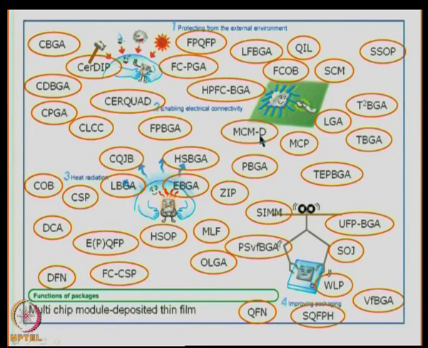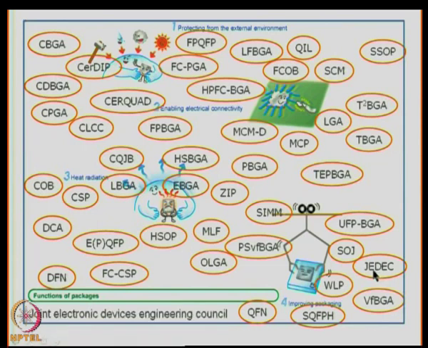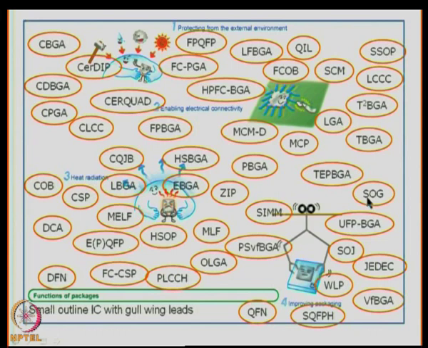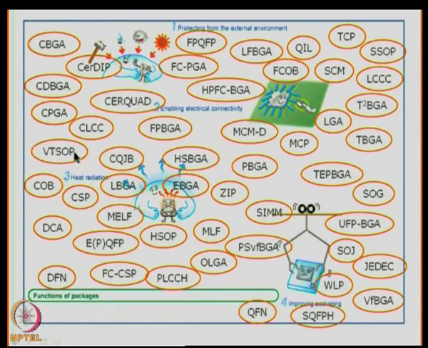MCMD stands for multi-chip module deposited thin film. JEDEC is an institution which looks at packages, the Joint Electron Devices Engineering Council. LCCC stands for leadless ceramic chip carrier. MELF stands for metal electrode face leadless SMD device. PLCCH stands for plastic leaded chip carrier with heat spreader. SOG stands for small outline IC with gullwing leads. TCP stands for tape carrier package. VTSOP stands for very thin small outline package. Micro BGA is also known as CSP.